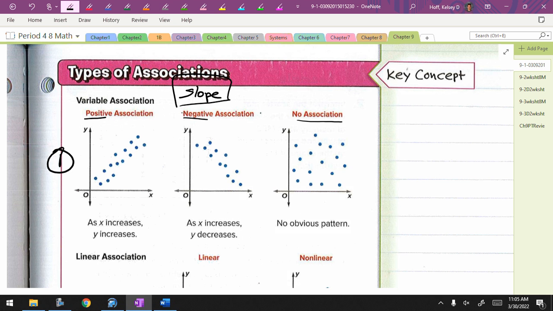And no association, Ms. Hoff references as mass chaos. There is no trend. It's not like, oh, a lot of points are going up or a lot of points are going down. It is just points everywhere. So when you look at a scatter plot, you can say like, oh, there's a positive trend to this, or there's a negative trend, or there is no association.